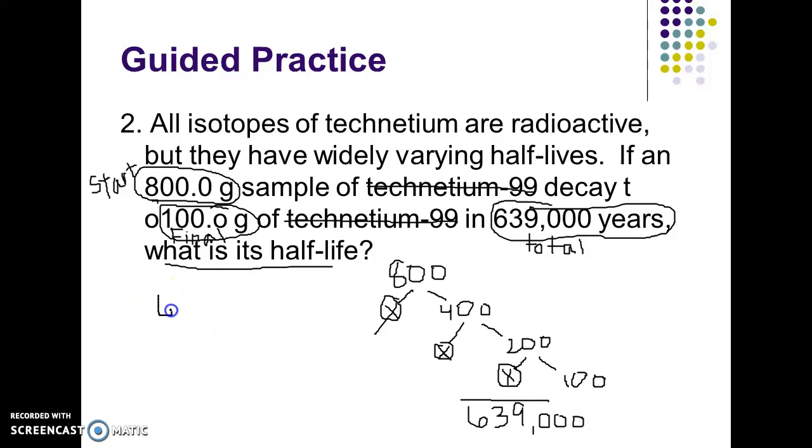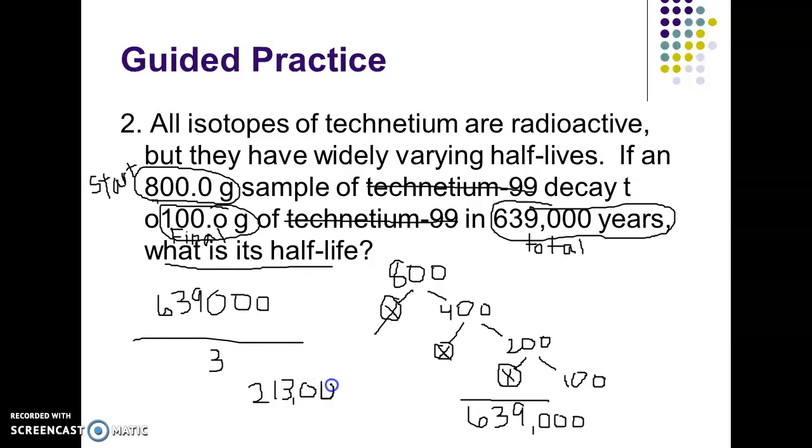In order to figure this out, we're going to take 639,000 and we are going to divide it by our number of half-lives, which is 3. When you take 639,000 years and divide it by 3, you get 213,000 years. That's how long it took for one of these splits to occur. Do not forget about your units of measurement when you are writing your answer. So there is our answer.